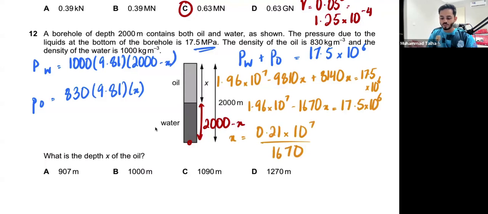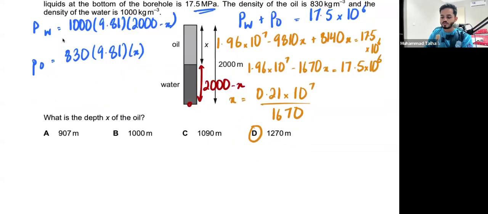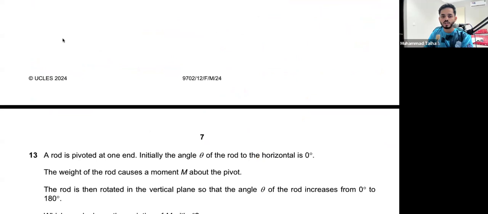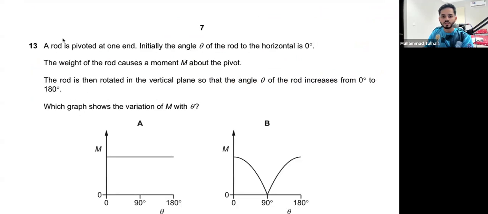So x turns out to be 1257, and that's again just because of some rounding error, because the answers here are needed in 3SF. So I really should have taken these to be 4SF, but this is an MCQ, so it works. So the answer to 12 is D. Just complicated algebra, not really anything too difficult.